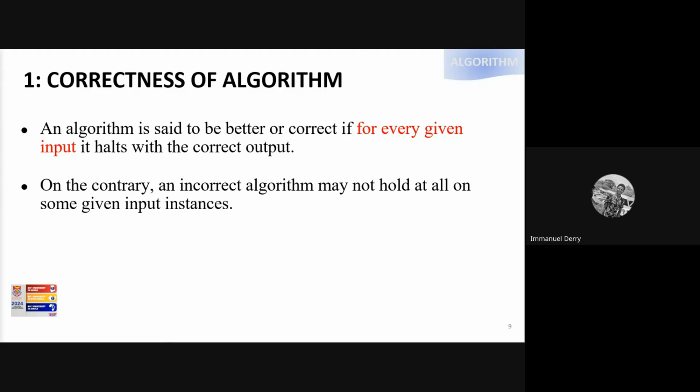Yeah, so I was asking a question. Is it possible for every algorithm to halt or stop?